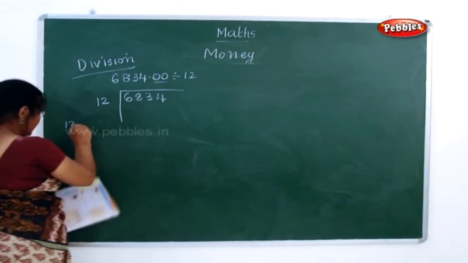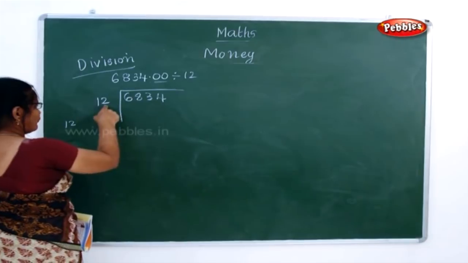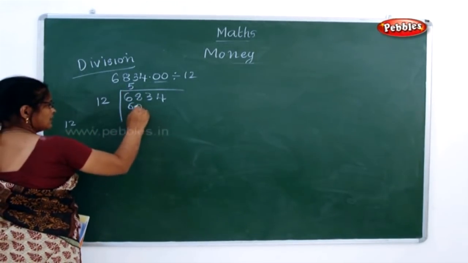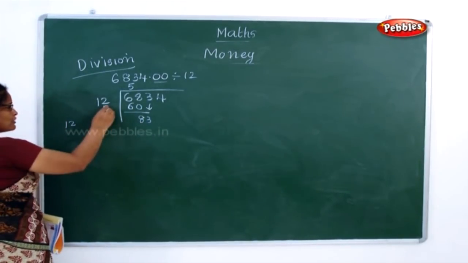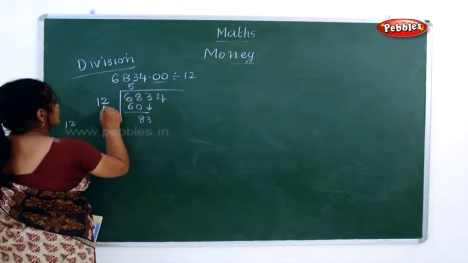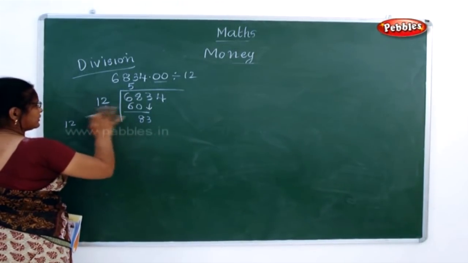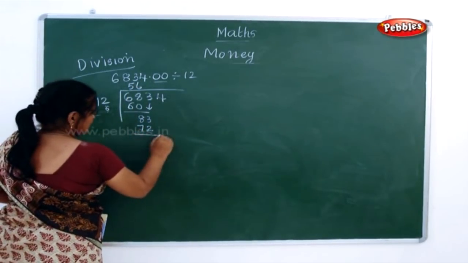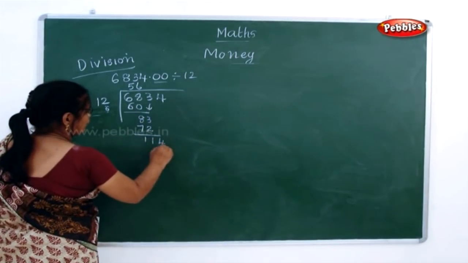Now 12 3s are 36, 12 4s are 48, 12 5s are 60. So you can have 5, 60. Now 83. Now 12 4s are, 12 5s are 60, 12 6s are 72 and 12 7s are 84. So I think you can write 6 times. 6 times it comes to 72. Now what is 3 minus 2? 1, and here it is 114.